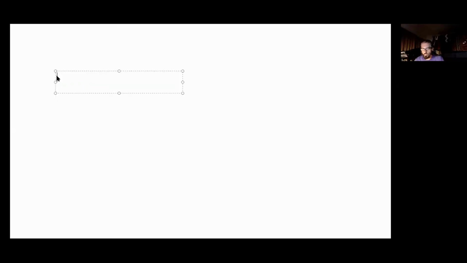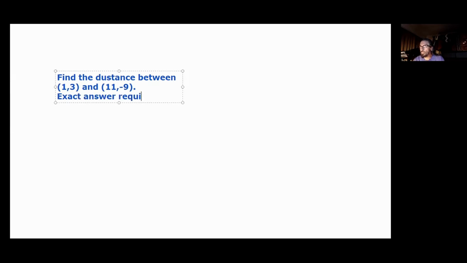Say we want to find the distance between 2 points. Suppose we don't know the distance formula, but we know where those 2 points are when we plot them in the Cartesian plane. We're looking for the distance between the point (1, 3) and (11, -9). And we're going to express that as an exact answer, meaning that we'll leave square roots in there if we cannot simplify in a way that leaves us without square roots.